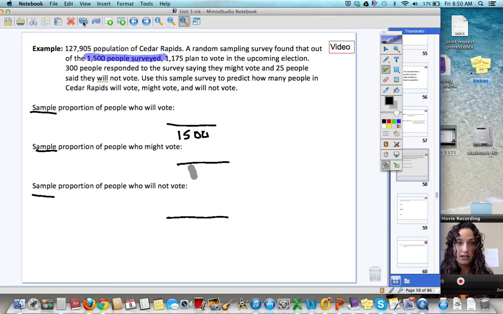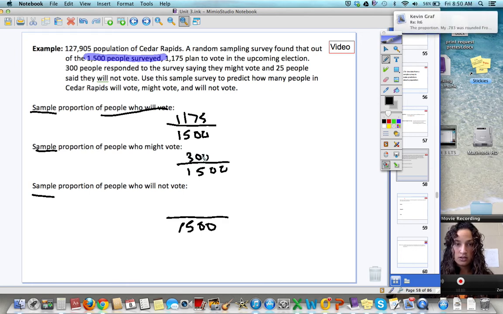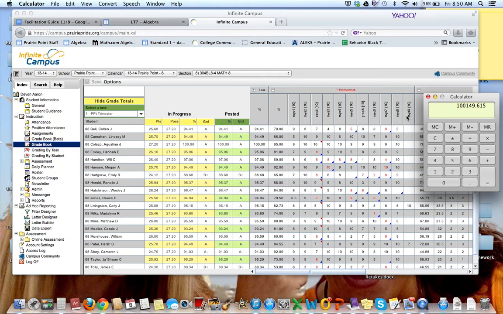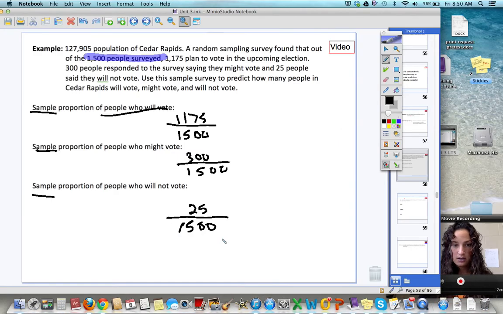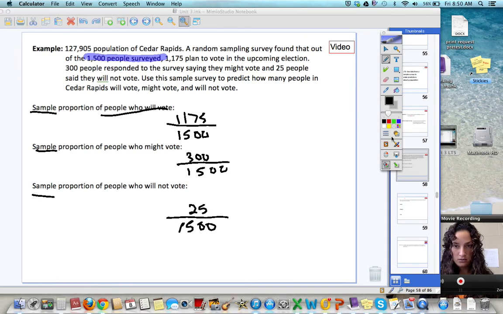Whoa. Thought I got out of that. Green. Okay, so 1500. So then we want the people who will vote. So here it says 1175 will vote, 300 might vote, 25 will not vote. So if you wanted to, sorry about that. If you wanted to, here we go.